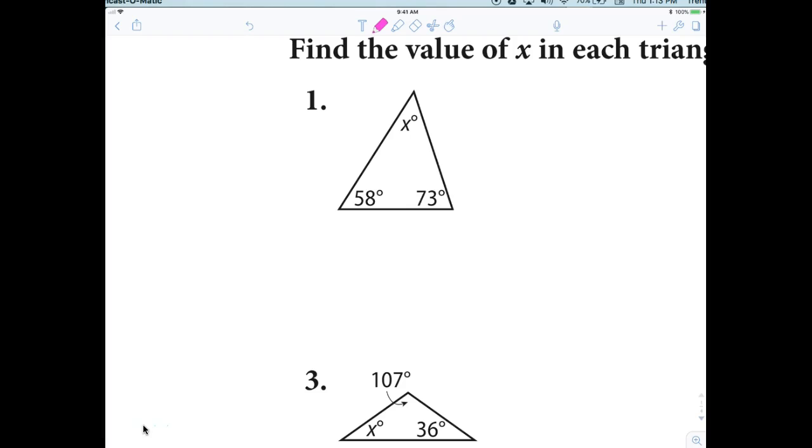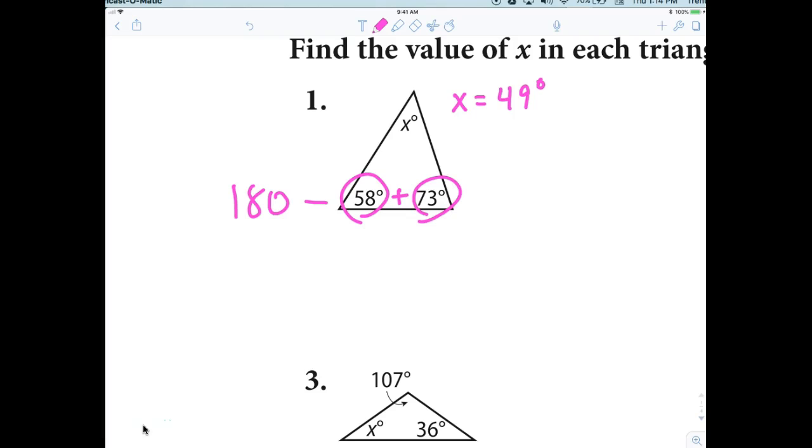So number 1, I want to hear it. X is equal to what, guys? 49. How did we get 49? You added 58 and 73, which equals 131, and then you do 180 minus 131. Exactly correct. You're adding the two angles together, and then you're subtracting it from 180 because the angles add up to 180. And you tell me again that was what? It was 49. I want you to put the 49 degrees.